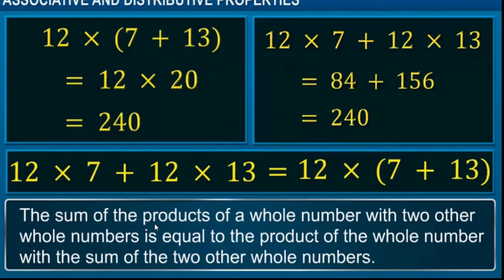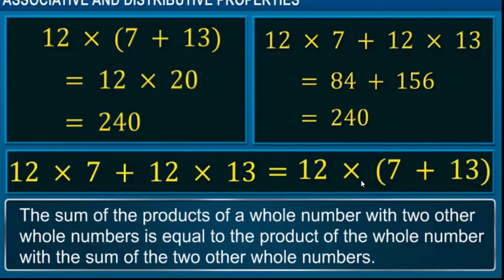അതായത് sum of the products, that is 12 into 7 whole numbers in the product ആണ്. അതുപോലെ 12 into 13 whole numbers in the product ആണ്. ഈ രണ്ട് പ്രോഡക്റ്റിന്റെയും സം is equal to the product of the whole number with the sum of the other two numbers. അതായത് ഈ 7ഉം 13ന്റെയും സമ്മിന്റെ കൂടെ 12 പ്രോഡക്റ്റ് ആയിട്ട് ഇടുന്നതും സെയിം ആണ്.